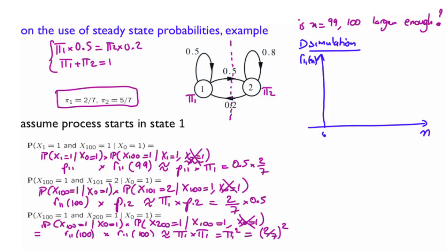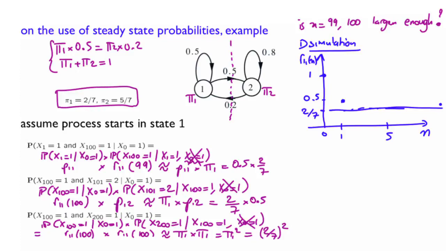At n equals 0, this is 1. At n equals 1, this is going to be P11, and P11 was 0.5, so already it's here. So initially it was here, and then 0.5, and 2 over 7 is here. And what we know is that when n goes to infinity, these things go to 2 over 7.